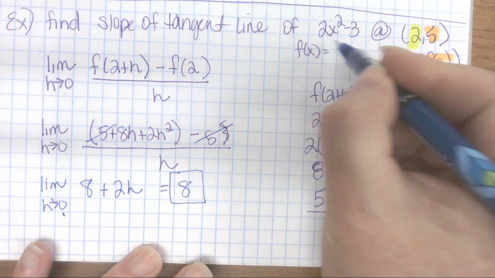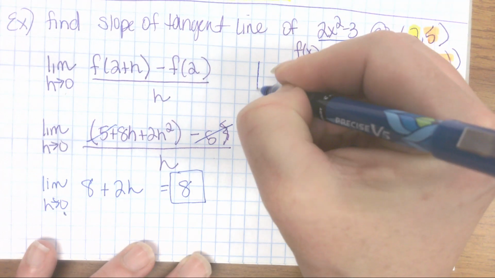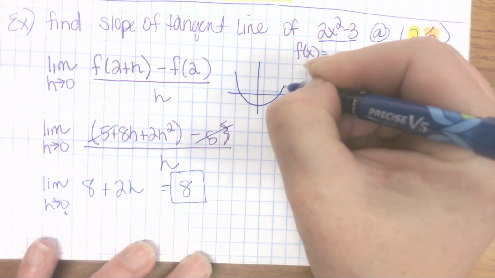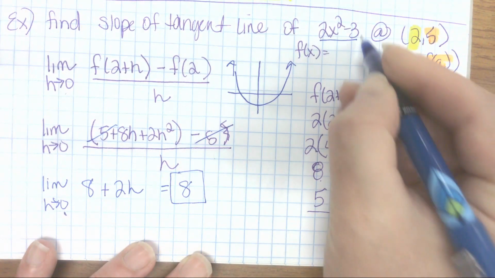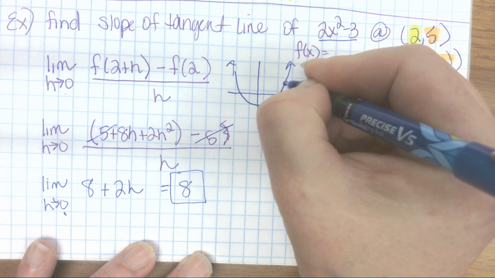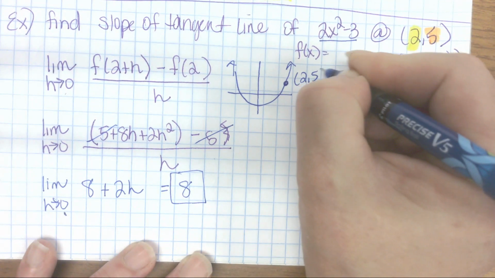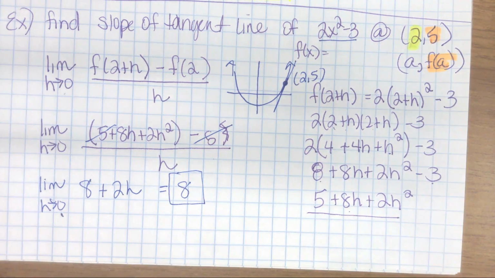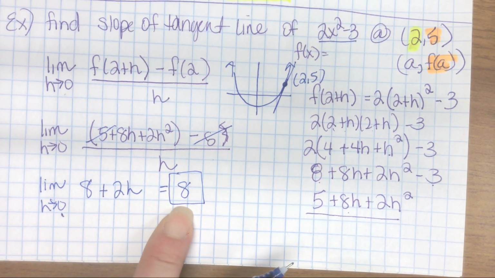If you were to graph this curve, I'm just going to draw a picture of this curve. It's a parabola opening up, move down 3, and it goes through the point (2, 5). At the point (2, 5), this tangent line has a slope of 8. That's what I just found. Okay.